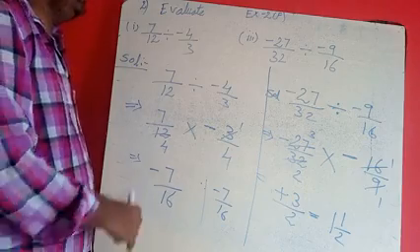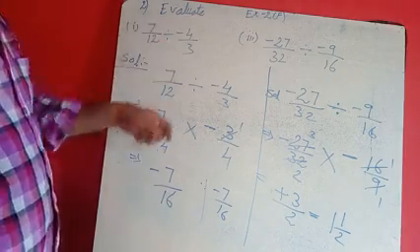1 1 by 2. This is the sum. Here we are having to do this like this division form. This minus 4 by 3.